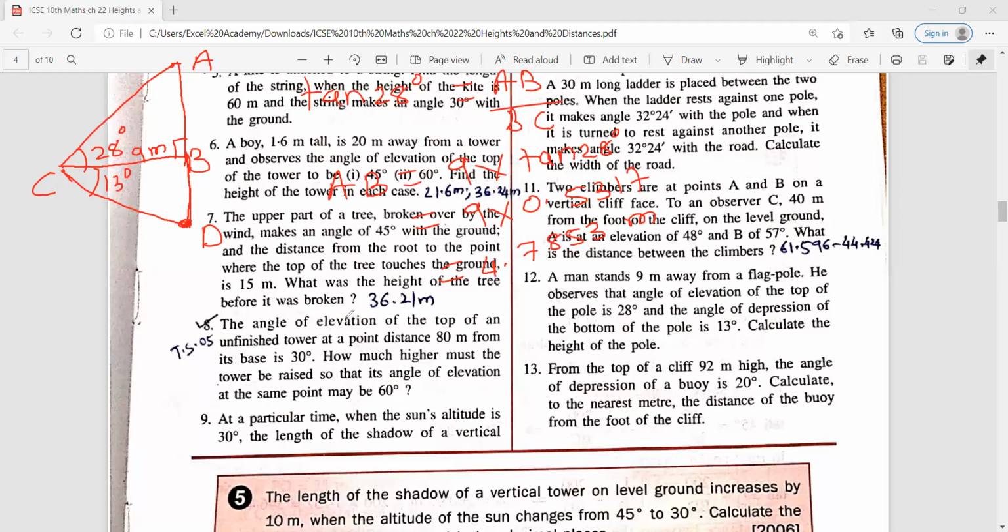Now we will find out BD. Same thing. Tan 13 degrees is equal to BD upon BC. So again, BD is going to be BC into tan 13, that is 9 into tan 13. Tan 13 is 0.2309. Multiply by 9, you will get the answer.